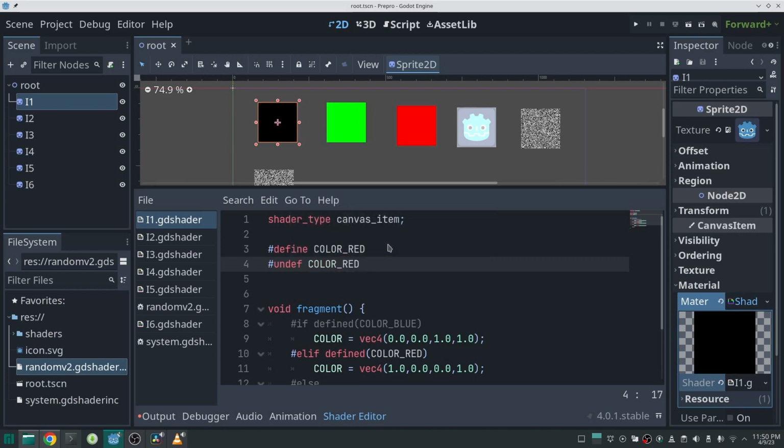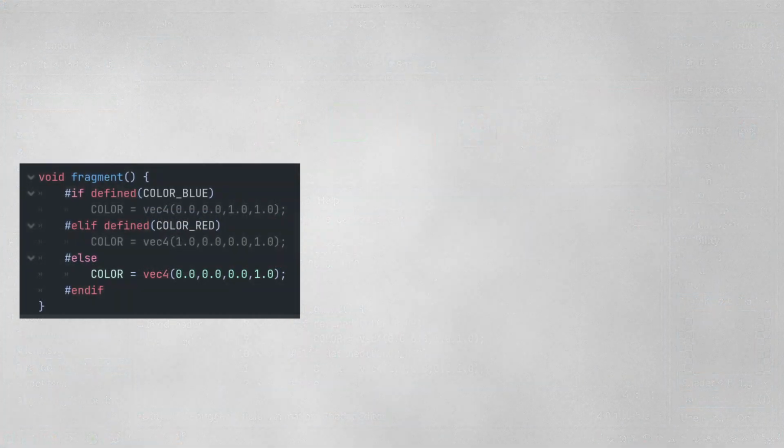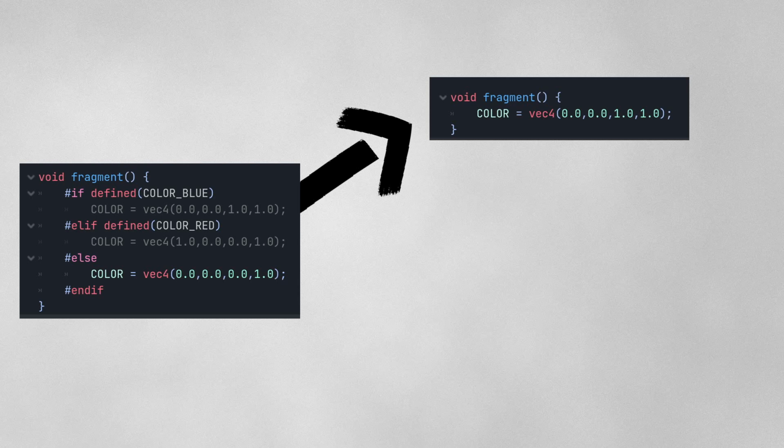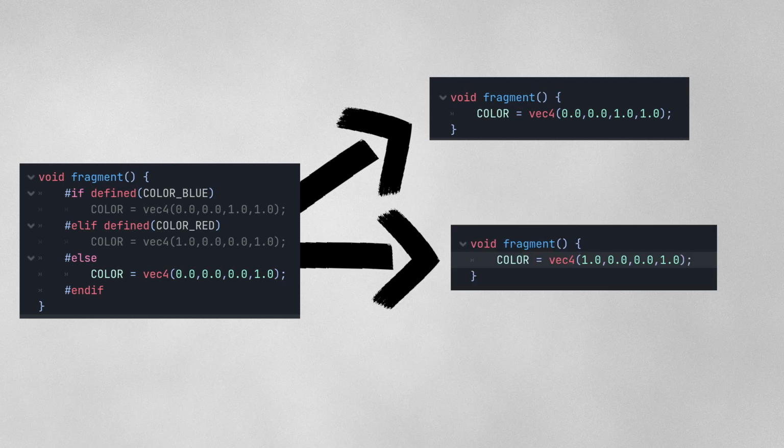But now let's discuss what is the real purpose of the preprocessor. In fact, what will happen in this case is this. When I define color blue, my shader code changes to this. And this has happened before the shader code compiles. And then when I define color red, my shader code is like this. And when none of them is defined, my shader code is like this.